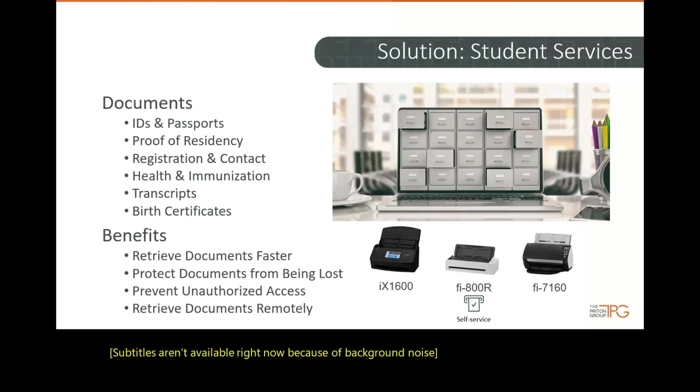And that FI800R, the one in the middle, has two different feed trays. It's got a document feeder for batches of documents, and it also has a front feeder. And that allows you to place it right on your registration counter. It's a more hygienic solution because a student or a parent can walk up and they can self-serve by feeding those documents into the scanner, and it comes right back to them. That means the school administrator never has to handle those documents. It's a great solution for self-service scanning, and it's a faster process as well.